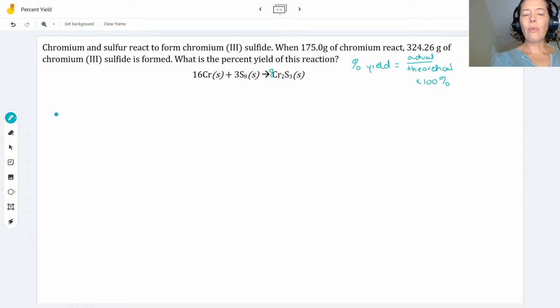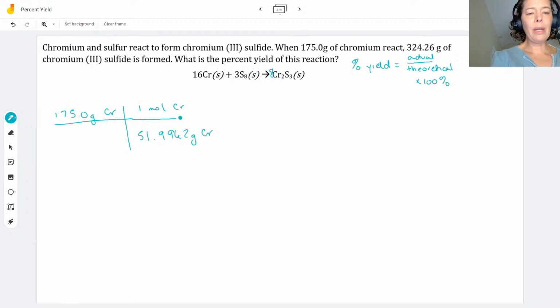Okay, so let's go ahead and start this. So we're going to start with our 175 grams of chromium. Again, because we're doing stoichiometry, we need to be in moles. So our first step is going to be convert grams to moles with our molar mass. So our molar mass of chromium, here we go, per 1 mole of chromium.